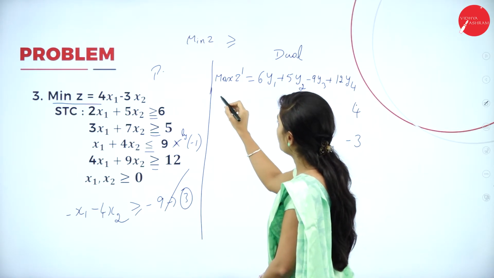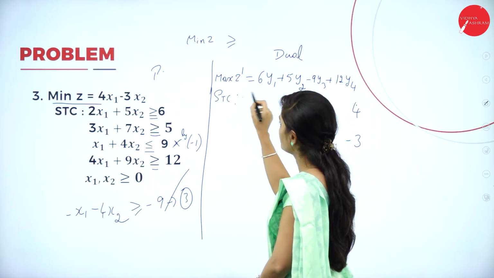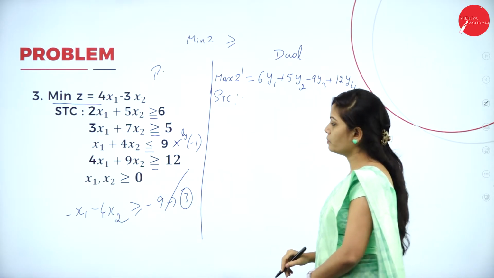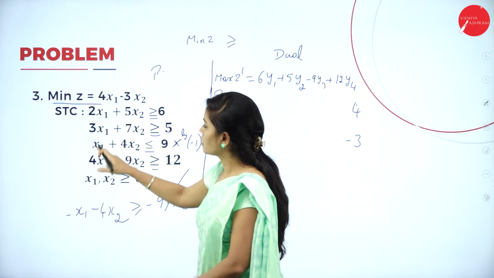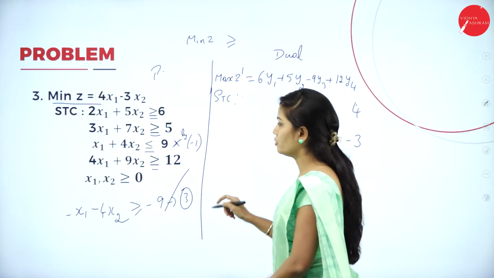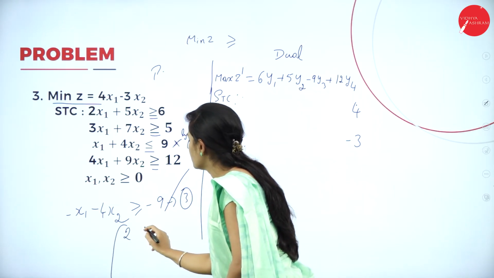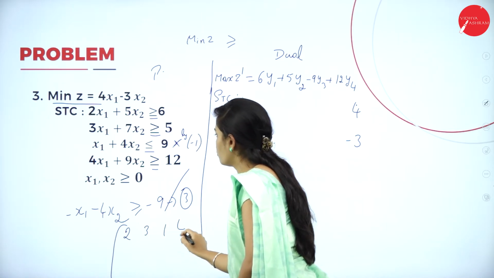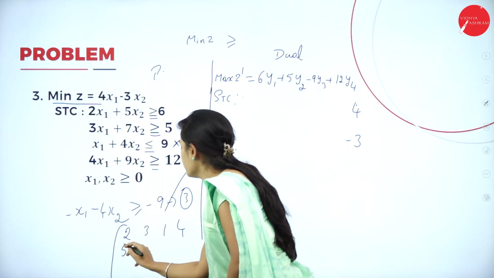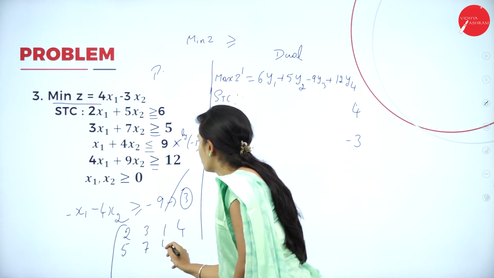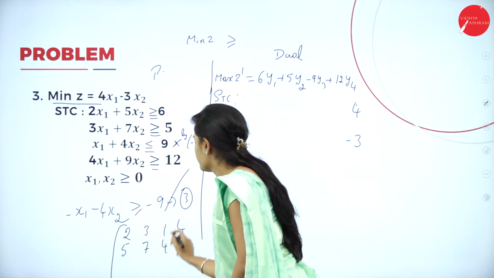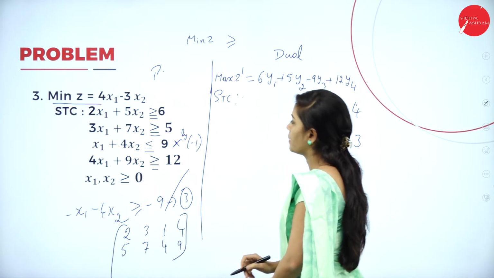And now I will write the constraint values. All the columns will become the row values. I will write the matrix here: 2, 3, 1, 4, 5, 7, 4 and 9. So now this is my matrix form.